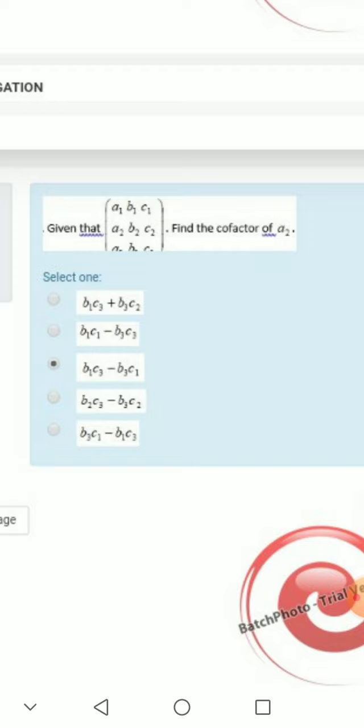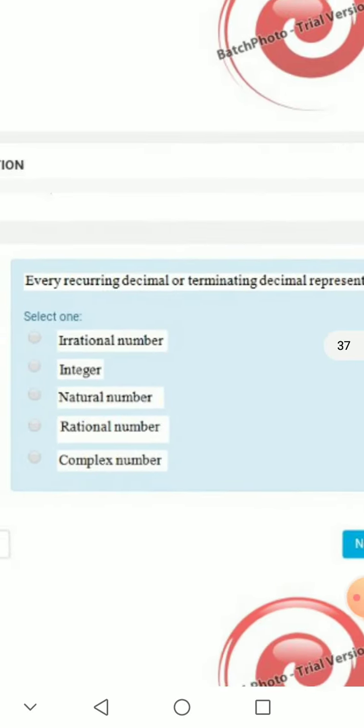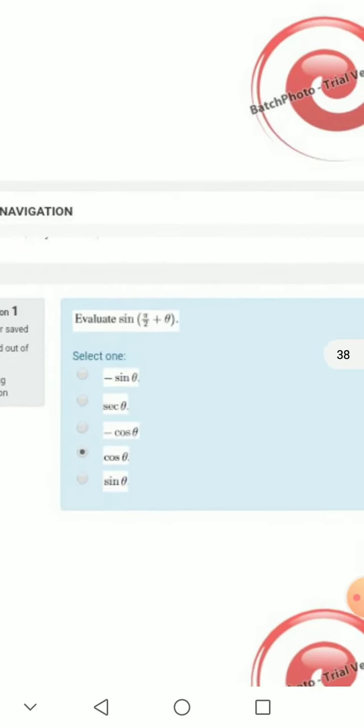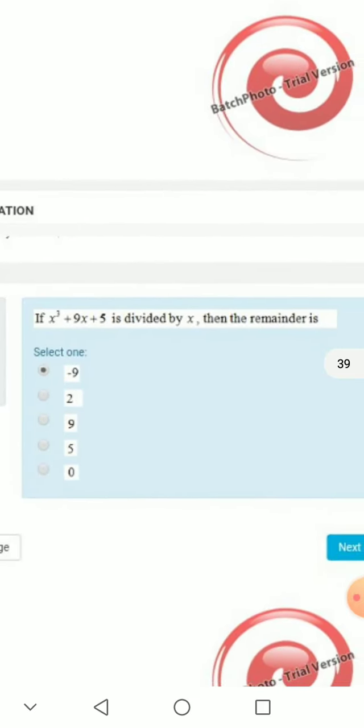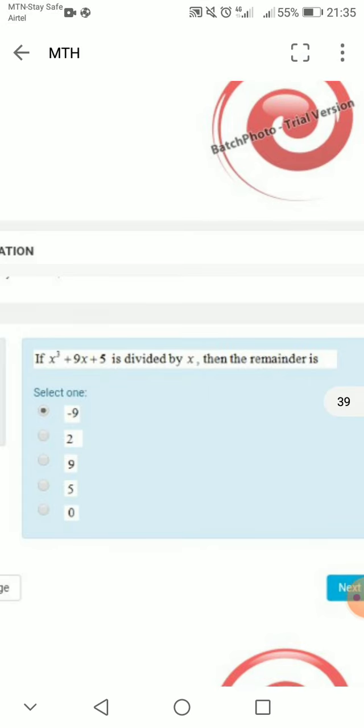So let's move on. We've answered this earlier. Okay, look at this. It says if x cubed plus 9x plus 5 is divided by x, then the remainder is now divided by x.